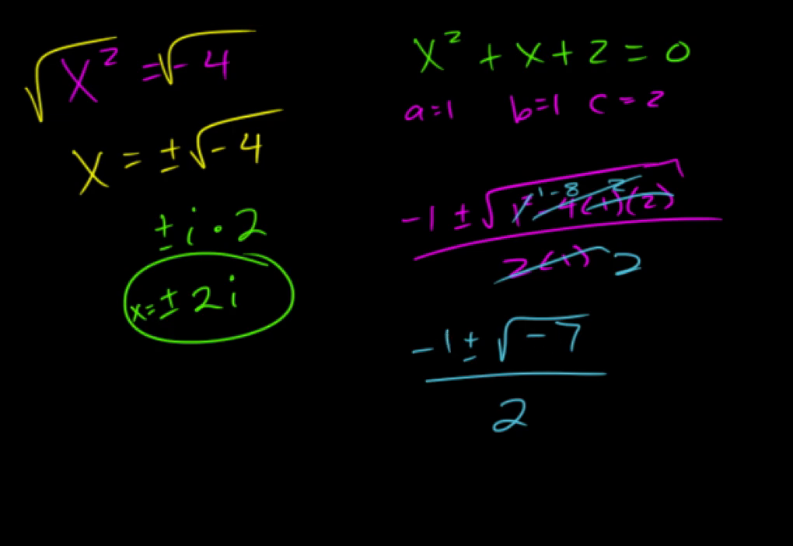Okay, because there's a negative right there, we couldn't have factored it. So the only thing we need to do is take the negative, bring it out, and it's an i. So it's -1 plus or minus i root 7 over 2, and that's what x is equal to.